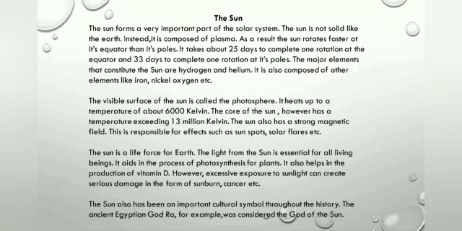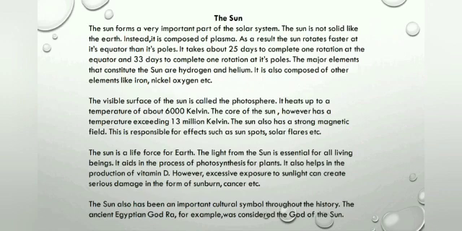The sun forms a very important part of the solar system. The sun is not solid like the earth. Instead, it is composed of plasma. As a result, the sun rotates faster at its equator than its poles. It takes about 25 days to complete one rotation at the equator and 33 days to complete one rotation at its poles. The major elements that constitute the sun are hydrogen and helium. It is also composed of other elements like iron, nickel, oxygen, etc.